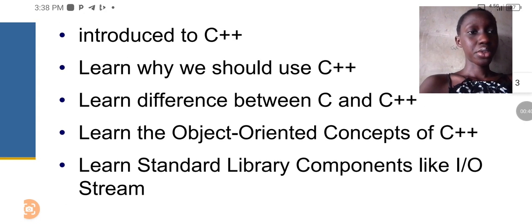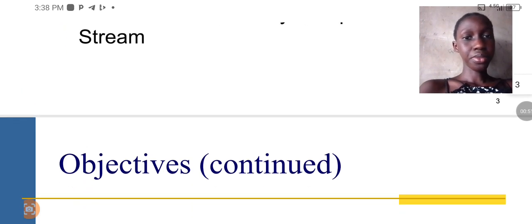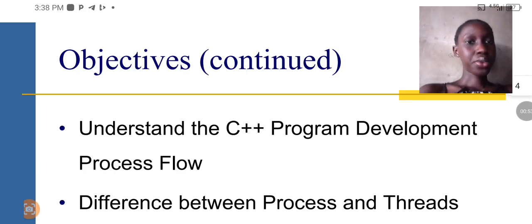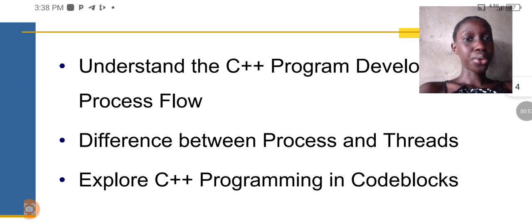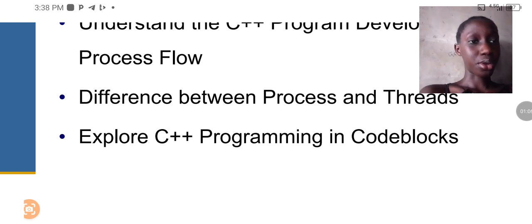We'll learn the difference between C and C++. We'll learn the object-oriented concept of C++, and learn standard library components like the I/O stream. We'll also understand the C++ program development process flow and the difference between processes and threads, and explore C++ programming in Code::Blocks.